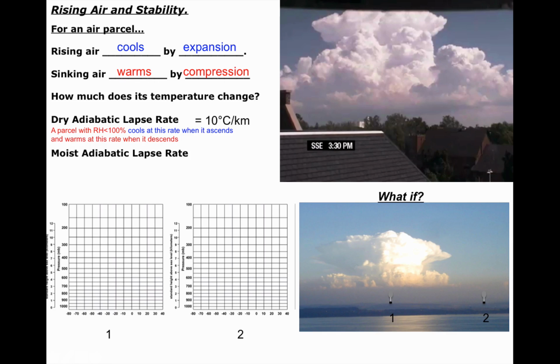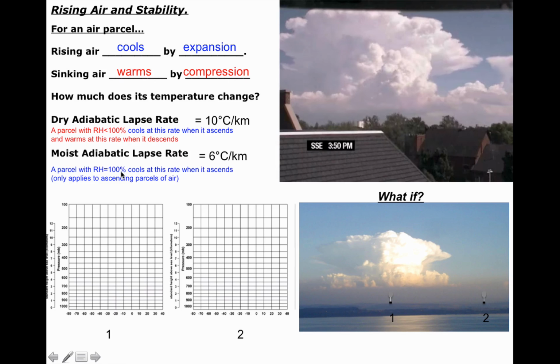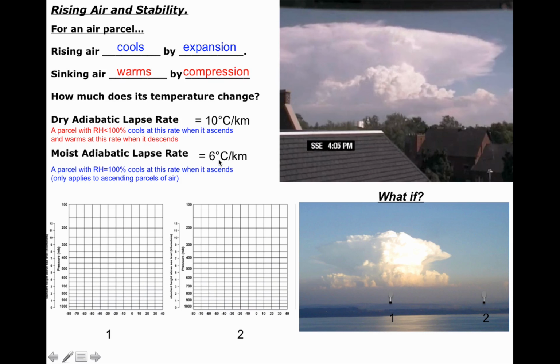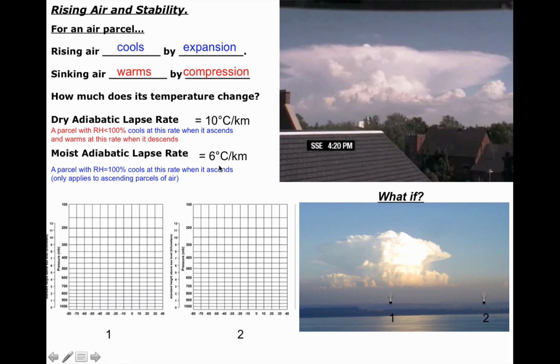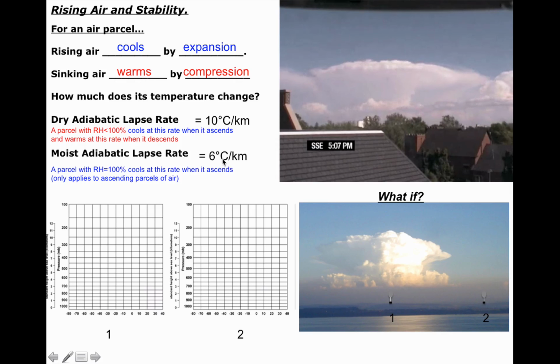Now what's really neat is this. There's a second rate I want you to learn. It's called the moist adiabatic lapse rate, and its value is approximately 6 degrees Celsius per kilometer. Now what you notice is that's a slower cooling rate than the dry rate, and the only change is the word moist. So the notes here say a parcel of air with a relative humidity of 100% cools at this rate as it ascends. What that means is that as the parcel is rising and attempting to cool, something's happening inside of it that doesn't let it cool at 10 degrees Celsius per kilometer, but slows the cooling down to 6 degrees Celsius per kilometer.